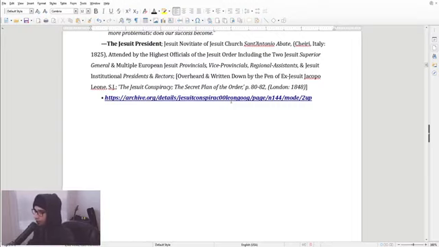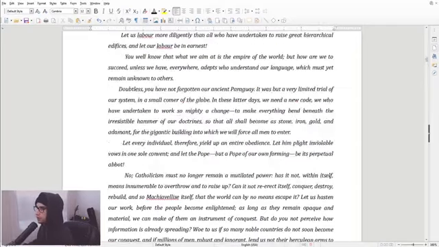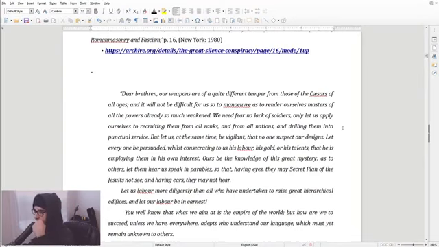This meeting where he says this quote was attended by the highest officials of the Jesuit order at the time, including the 2 Jesuit superior generals and multiple European Jesuit provincials, vice provincials, regional assistants, and Jesuit institutional presidents and rectors. This was overheard and written down by the pen of ex-Jesuit Jacopo Leonese, S.J., in his book, The Jesuit Conspiracy, The Secret Plan of the Order, page 80 to 82, London, 1848, which I read on my website. Absolutely incredible book. Suspenseful. So he says this.